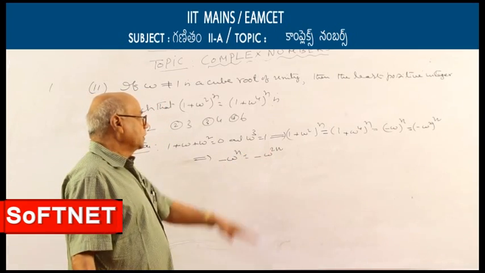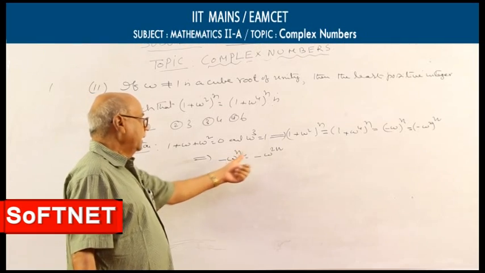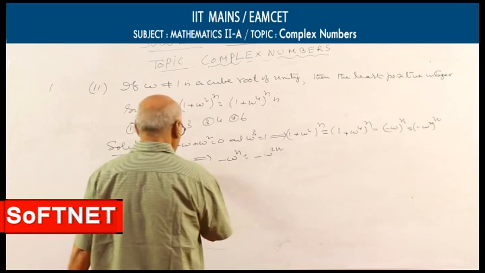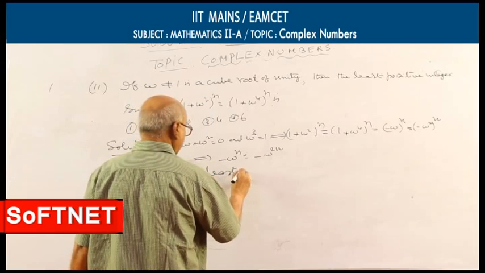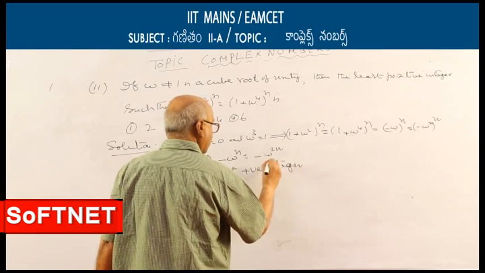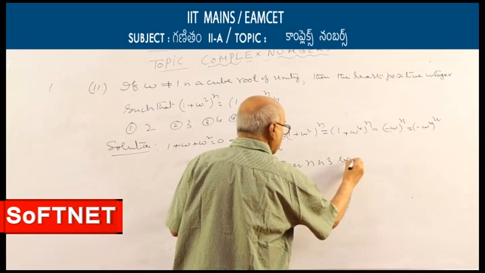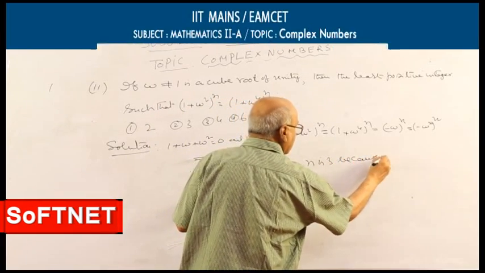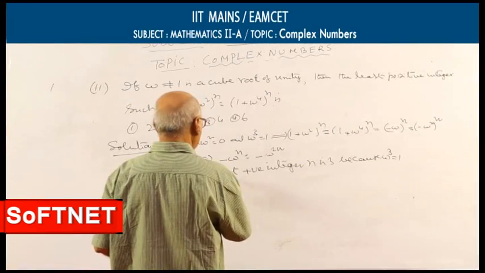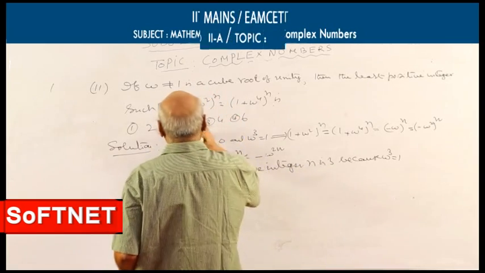So the least positive integer is nothing but n is equal to 3. When n is equal to 3, this is minus 1 and this is also minus 1. So therefore the least positive integer n is 3 because omega cubed is equal to 1. The least positive integer n is 3. So the answer is 2.